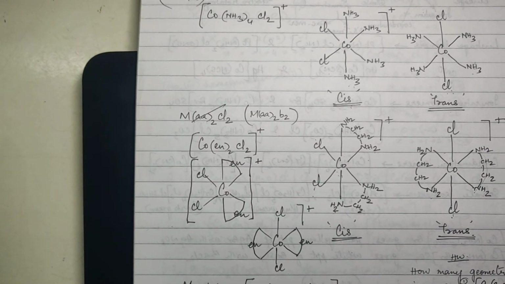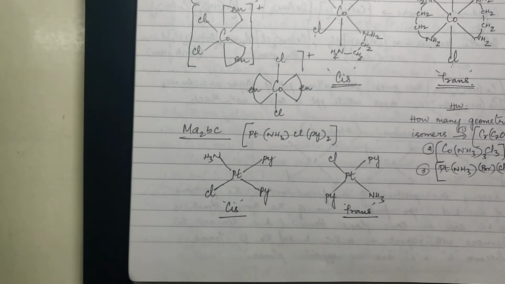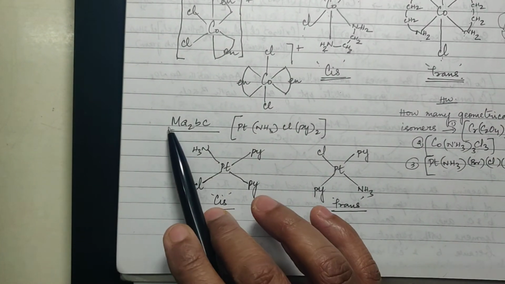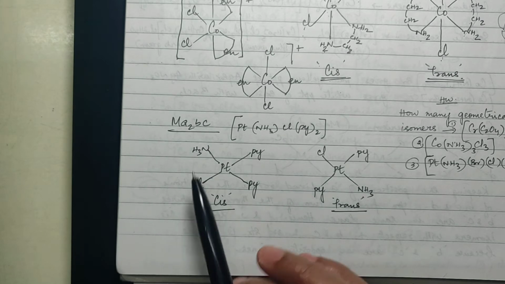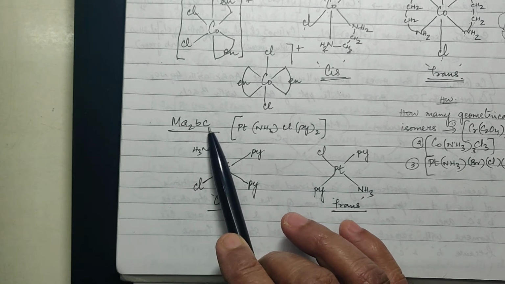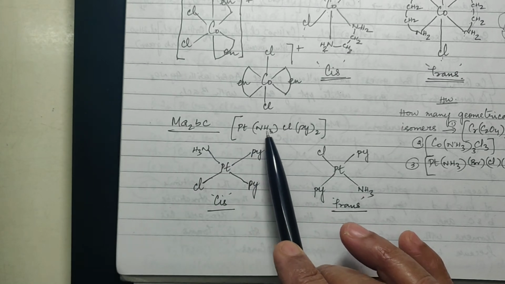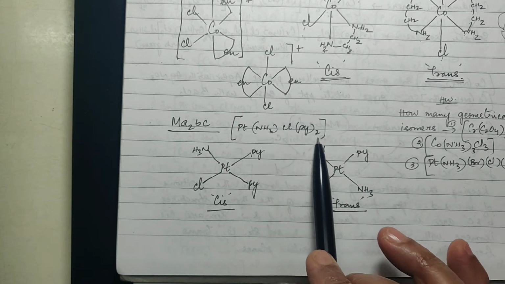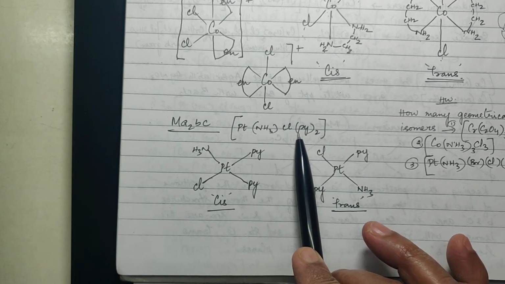Now if you are having a complex of the type Ma2bc, 2 of the same kind and 2 are different. So Pt, NH3, Cl, py twice. Py is nothing but pyridine.